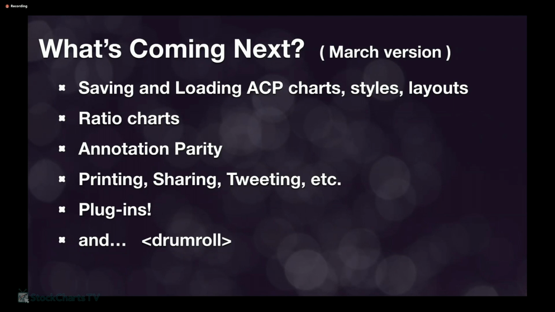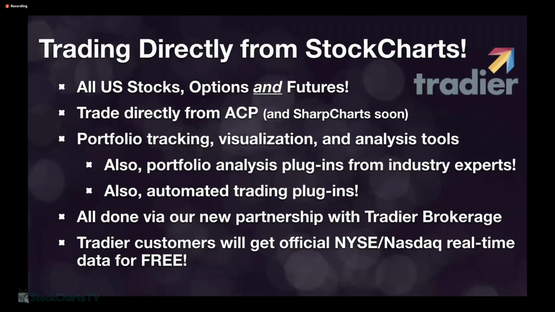And then finally, I mentioned this last time, I'm going to mention it again. We have more details we can share with you now. The ability to do trading directly from StockCharts and initially from StockChartsACP. So we have partnered with Tradier, who's a great online brokerage firm. And that will enable us to allow you to trade directly from StockCharts, all US stocks, options, and futures directly from ACP. Your portfolio will be visible in ACP. You'll be able to make the trades from ACP.